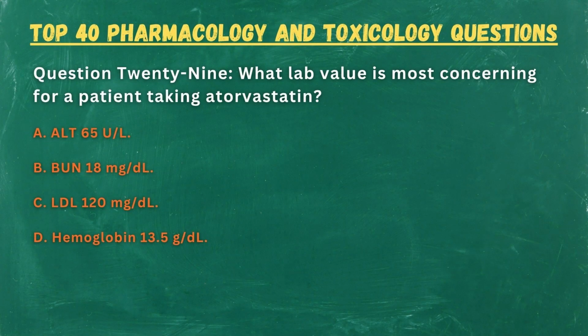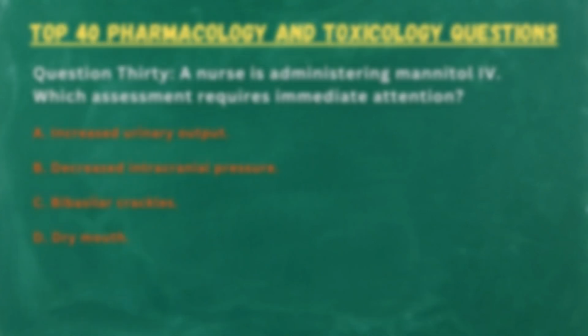Question 29. What lab value is most concerning for a patient taking atorvastatin? A. ALT 65 U/L. B. BUN 18 mg/dL. C. LDL 120 mg/dL. D. Hemoglobin 13.5 g/dL. Answer: A. ALT 65 U/L.